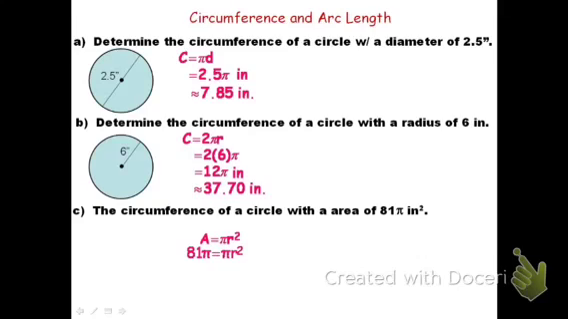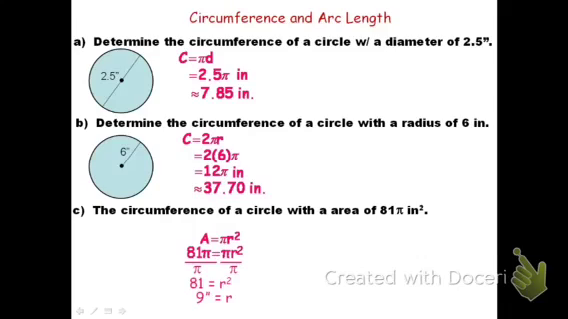So if I divide both sides by pi, the pi's will cancel, and I'm left with 81 equals r squared. Now I don't want the radius squared, I want simply the radius. The way to undo a square is to square root it, and the square root of 81 is 9. So I find that the radius is 9 inches.